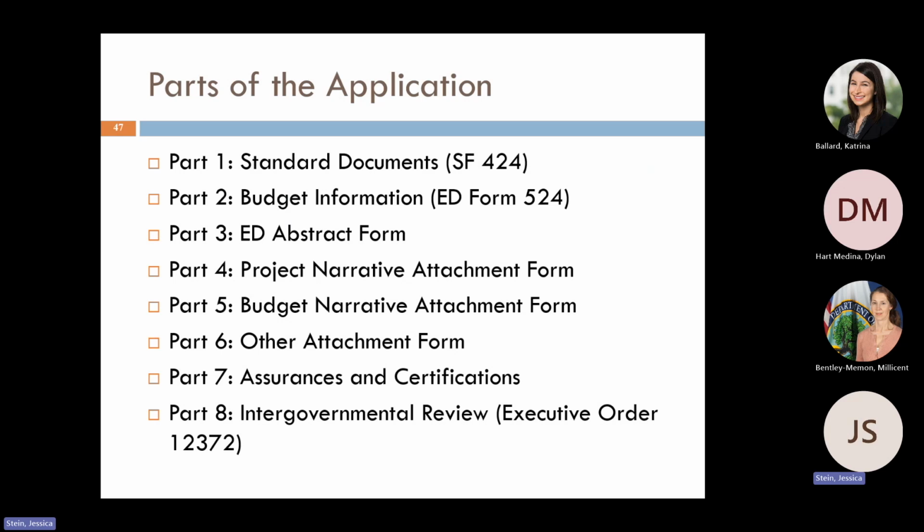Now that we've discussed the selection criteria, we'll now go over each part of the application. This slide lists each part of the application. We'll begin with Part 1, Standard Documents. In order to expedite the review process, it is recommended that your electronic application be organized in the following manner and include the following parts. Instructions for all parts and forms of the application are found either on the following pages of the application package or individually for each form on grants.gov.